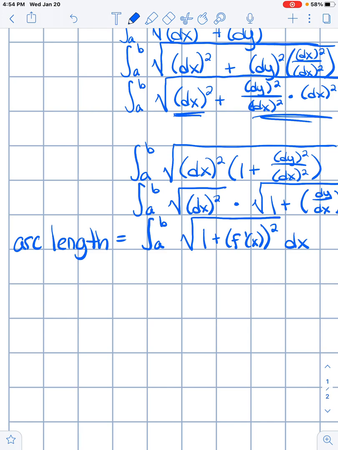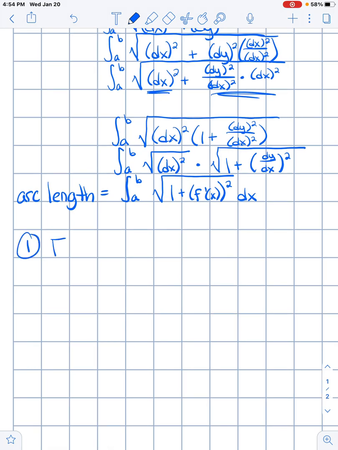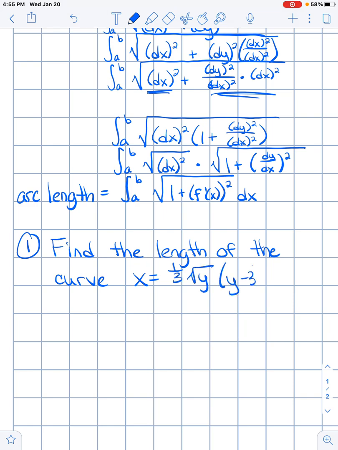Now, like I said, all that I just did was just deriving this formula, just creating it so you see where it comes from. But now let's actually use it. So I'm going to give you a function. We'll do two examples in this video. Find the length of the curve x equals 1/3 square root of y times 1 minus 3 on the interval from 1 to 4.